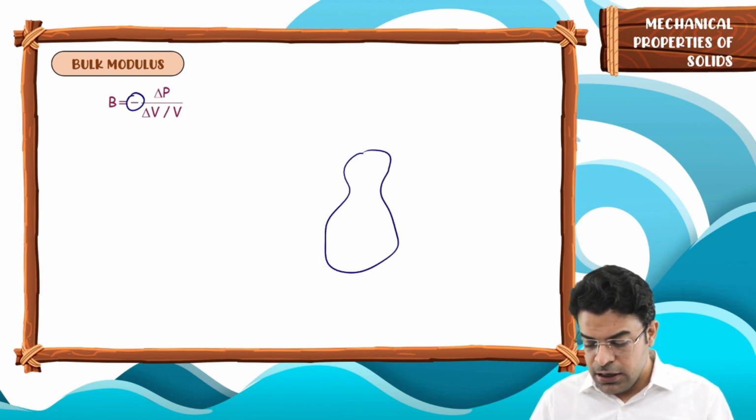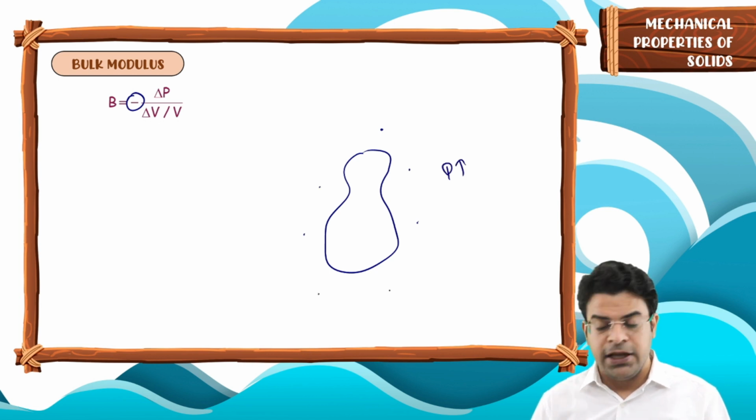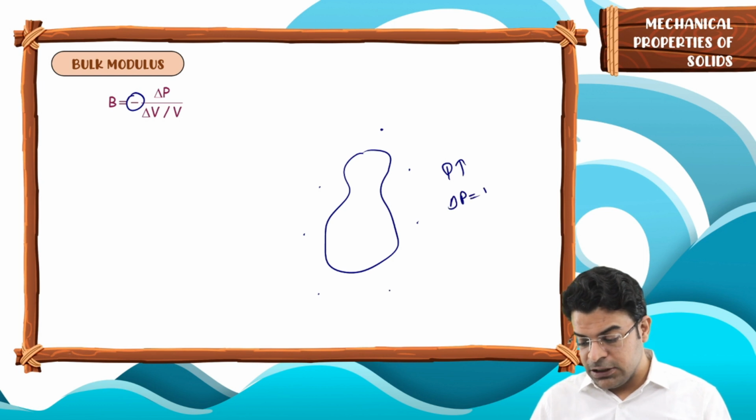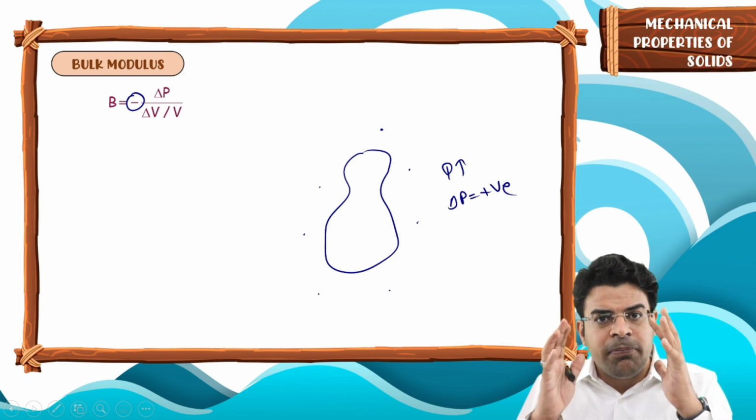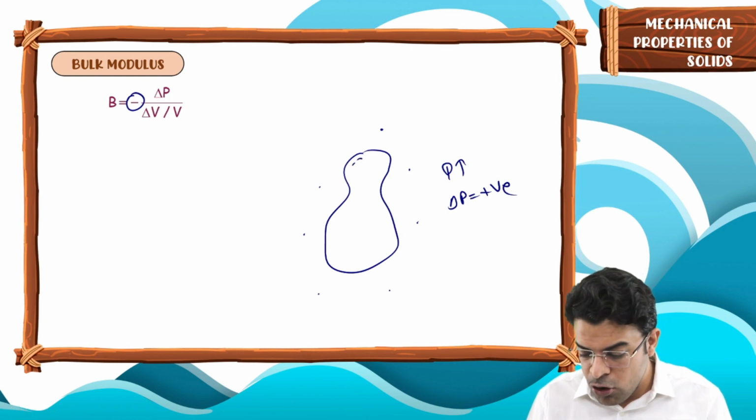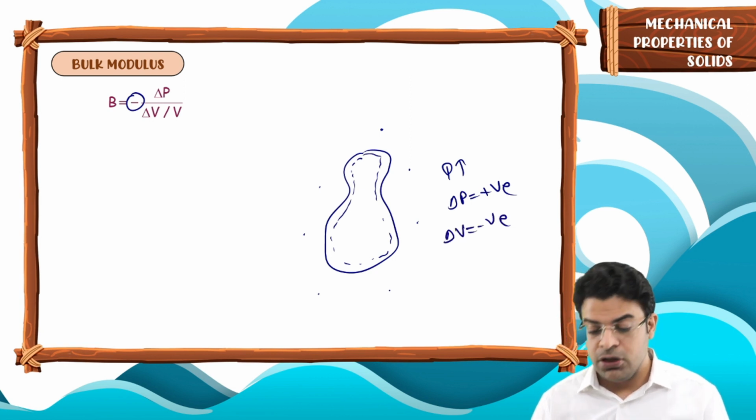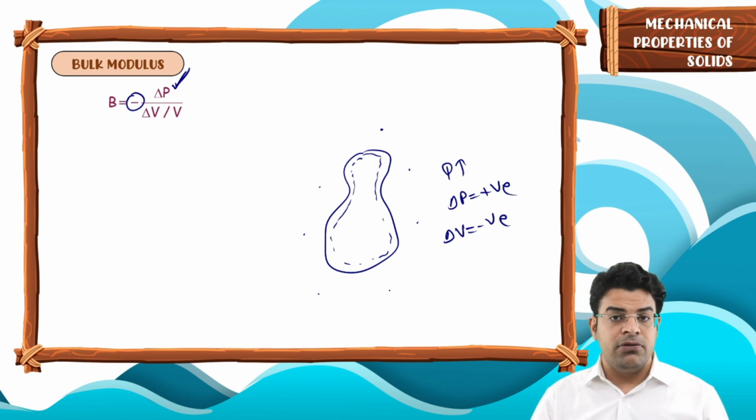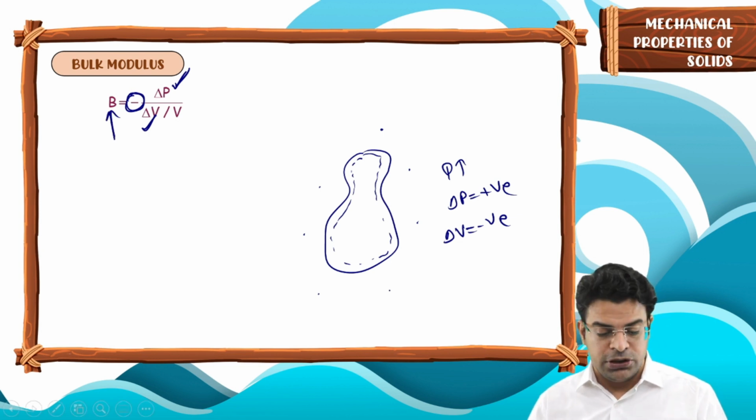Because beta, if the pressure of the surrounding increases, you will say that delta P is positive. If the pressure of the surrounding increases, delta P is positive, and the body placed in this fluid shrinks. So the volume of this body decreases. As the volume decreases, you will say delta V is negative. So beta, if delta P is positive, delta V is negative. So we have to place a minus sign so as to keep the quantity bulk modulus positive.